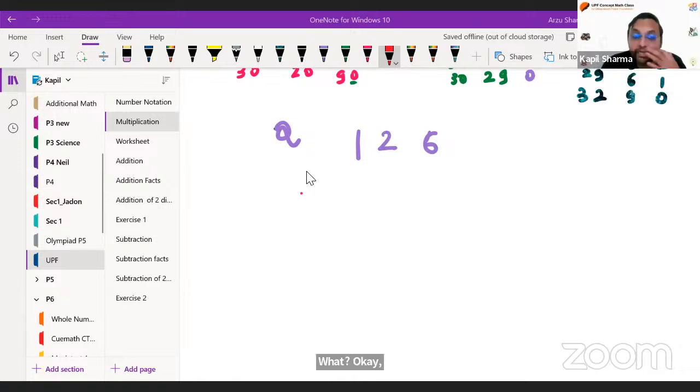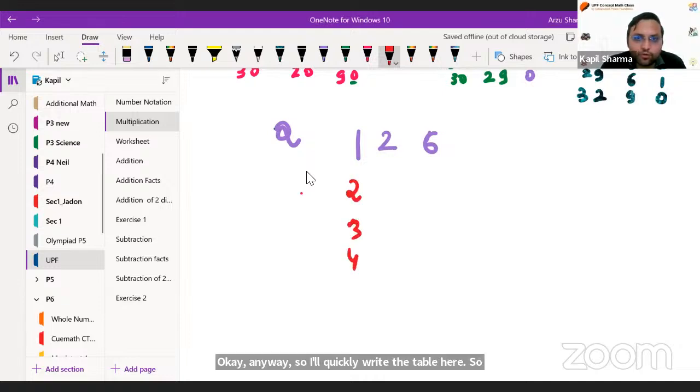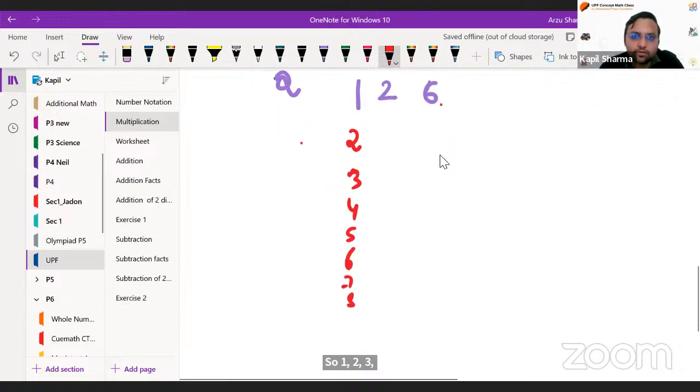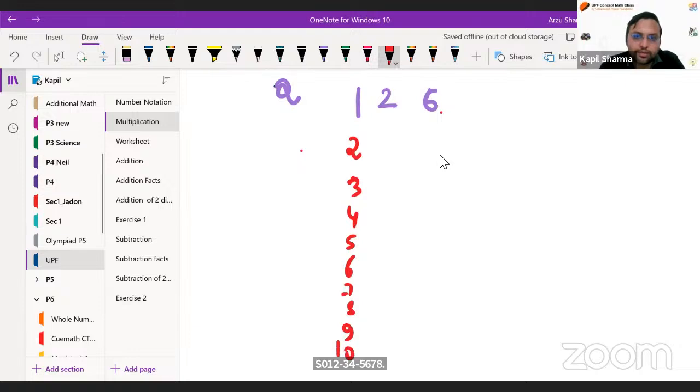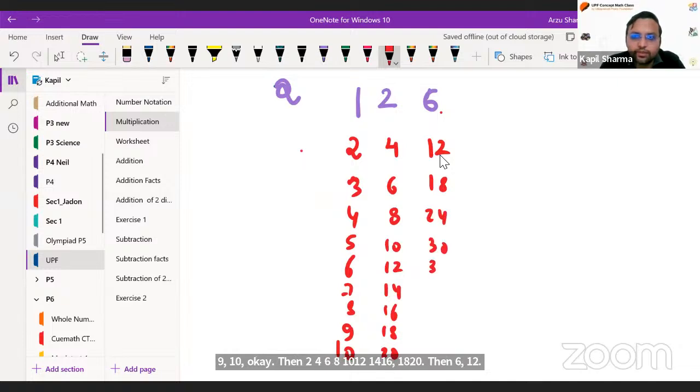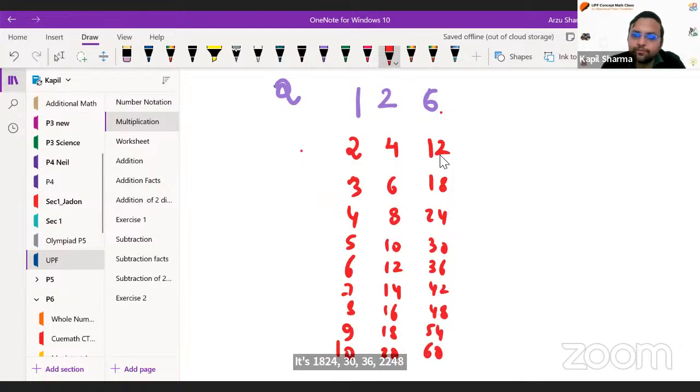Okay, anyway, so I'll quickly write the table here. So 1, 2, 3, 4, 5, 6, 7, 8, 9, 10. Okay. Then 2, 4, 6, 8, 10, 12, 14, 16, 18, 20. Then 6, 12, 18, 24, 30, 36, 42, 48, 54, 60.